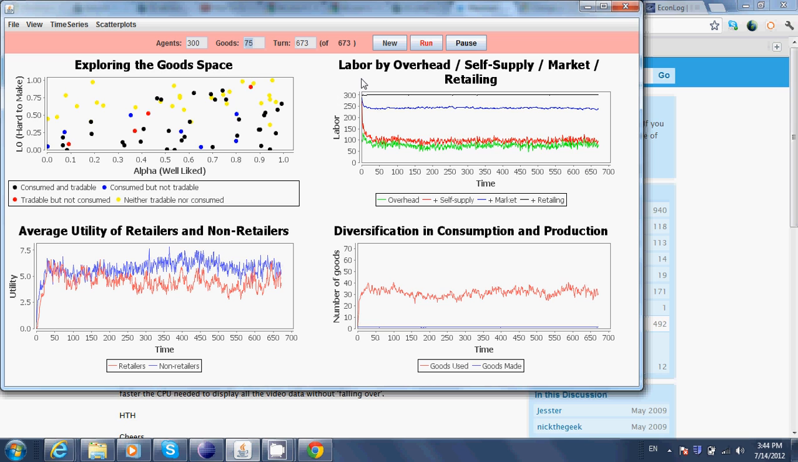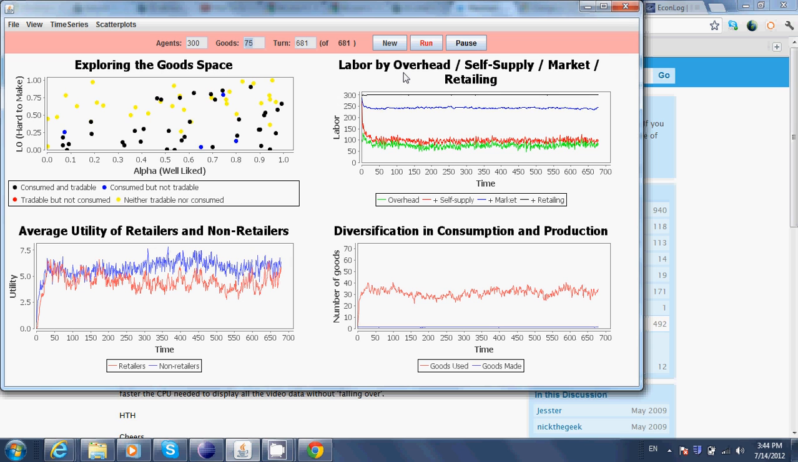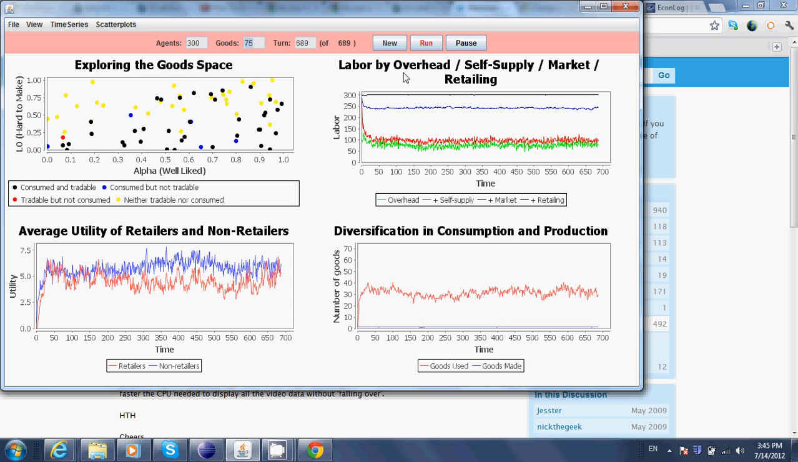Okay, so next, this is weirdly titled, Chart Overhead Self-Supply Market Retailing. These are four different ways that people can use their labor. Overhead is to initiate production processes. This is like the time you spend setting up your machinery, or driving to work, or maybe learning how to do a task. You're not actually producing anything, you're just getting ready to produce. So that's overhead labor. And the area between the bottom of the chart and the green line represents this overhead labor.